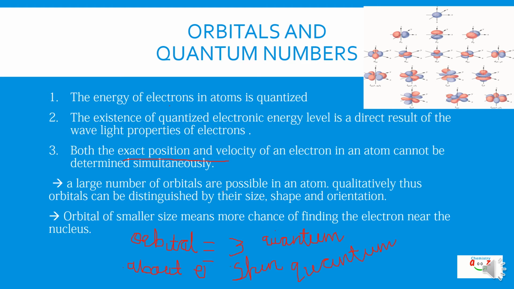Orbital of smaller size means more chance of finding the electron near the nucleus. From this you can understand, student, that n is equal to 1 is the principal quantum number, and if we talk about the orbital, it is the s orbital. So in the s orbital, the size of the 1s orbital is small, so the chance of finding the electron near the nucleus in the 1s orbital is maximum.